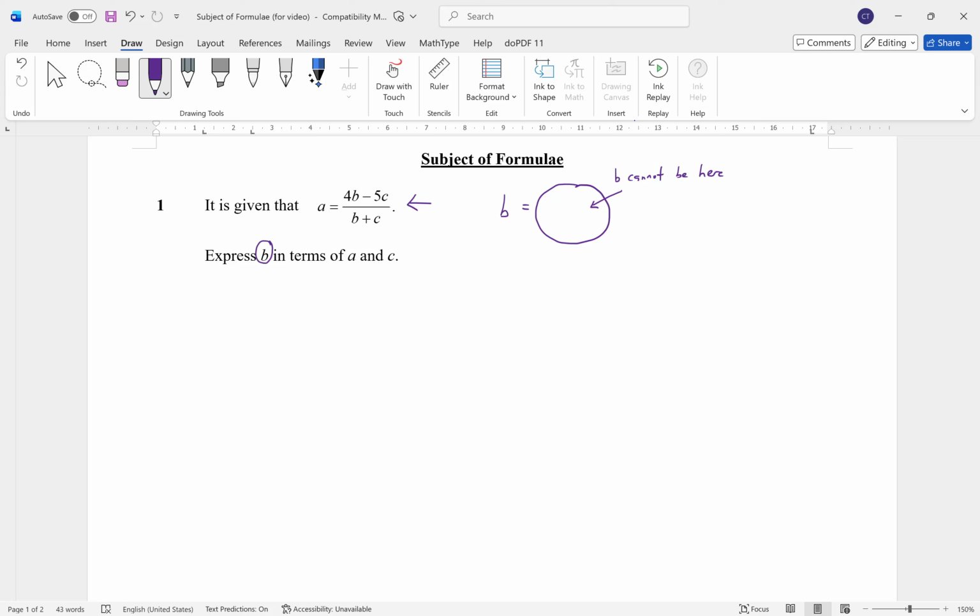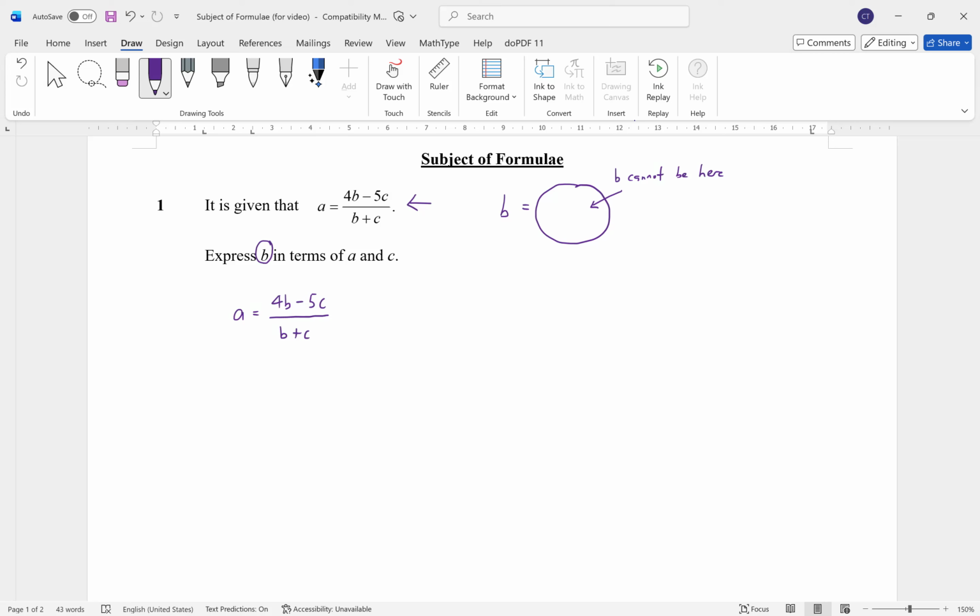All right, so let's take a look at a question like this. A equals to 4B minus 5C over B plus C. Right, so one of the methods to deal with a question like this, if you look at the expression in this form, there's actually only one thing that you can do to manipulate now. And the thing that you can do would be to multiply the B plus C to the other side. In other words, multiply B plus C on both sides.